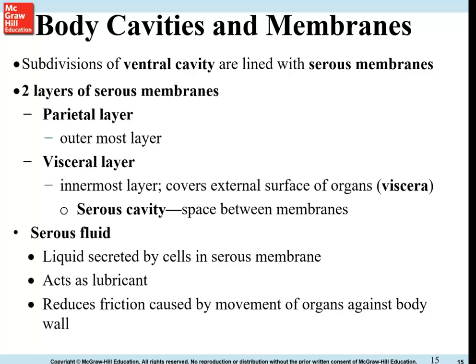There's a potential space between those cavities called the serous cavity. And what potential space means is that there's nothing in between there except a little bit of serous fluid. But it can collect fluid, or in a very bad situation, it can collect air. And so it's a potential space. There's potential for it to grow. Serous fluid is secreted by the cells in the serous membrane, and it acts as a lubricant.